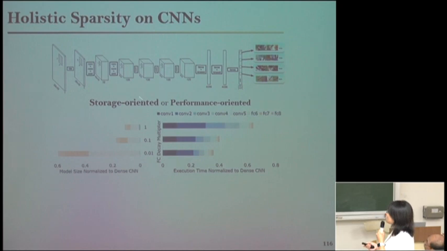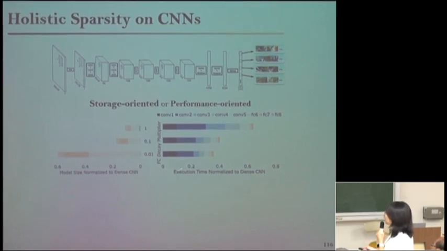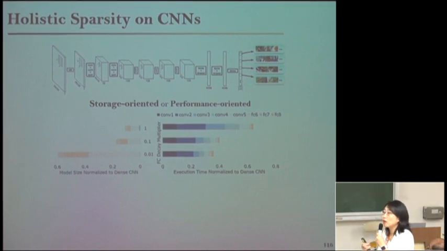This shows storage-oriented or performance-oriented designs. So in this figure, the colors represent the different layers. Dark blue represents convolution layers, and the red or orange related colors represent fully connected layers. So as you can see, the 2.1, for instance, this is kind of balanced, because fully connected layers contribute the majority of the parameters.